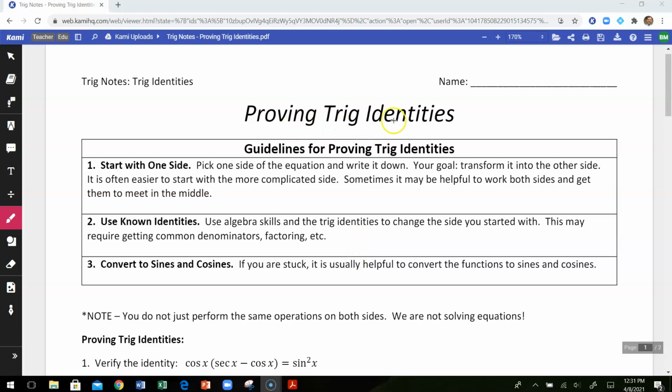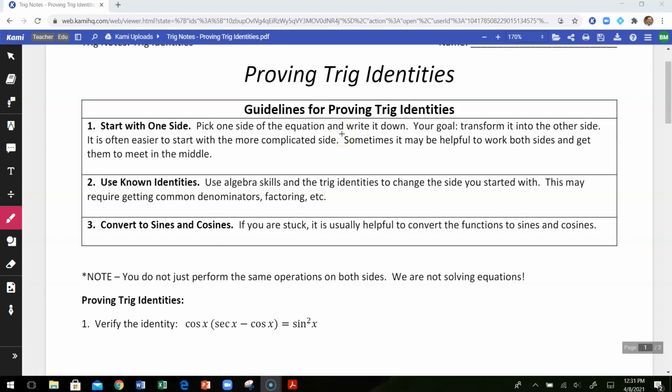Proving trig identities is an extension on simplifying trig expressions. So if you've not yet watched that video, make sure to check that out. But what we're going to do here is we're going to take some identities. So these are things that are true. And we're going to show the step-by-step process, the logical step-by-step process that proves that those identities are true.